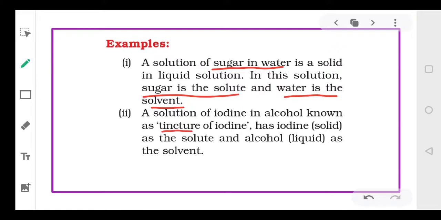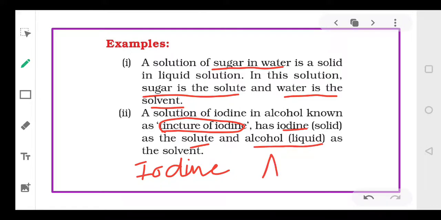Second example, let's see. Suppose you have tincture of iodine. What is the solute? What is the solvent? Iodine is the solute, and alcohol is the solvent. Okay, dear? So tincture of iodine is prepared by mixing iodine in alcohol.